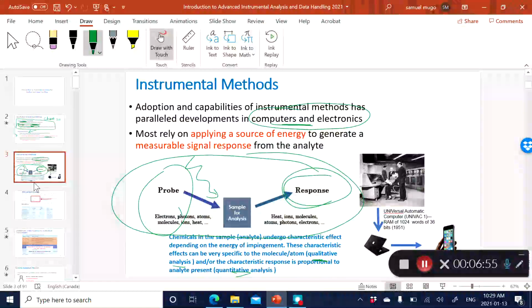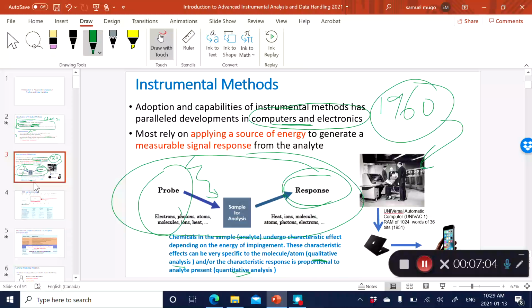As I've said, most of the instrumentation started to be developed from the 1960s, which is in line with when computers started to be developed. For example, in 1950, that's when the very first automatic computer, which was very, very big, the size of a room, appeared, with only a RAM of 1024 words or 36 bits.